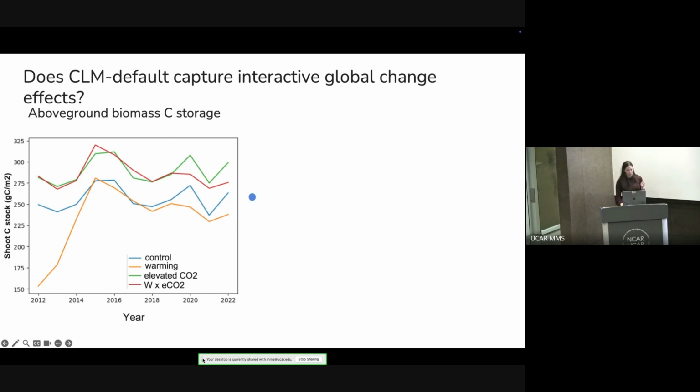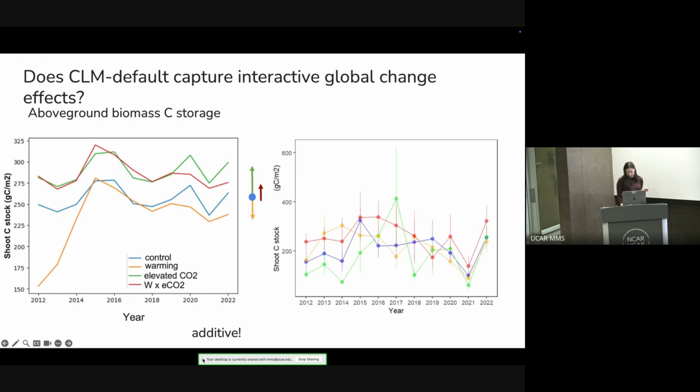If we start from the control, we see that elevated CO2 increases shoot carbon, warming decreases shoot carbon, and then the interaction is right in the middle. When we are able to predict the interaction from the individual effects, we call that an additive global change effect, because you can just add those two responses together to get the interactive response.